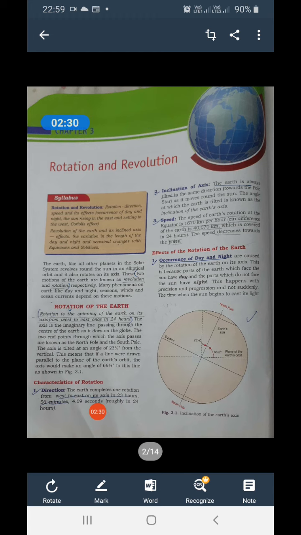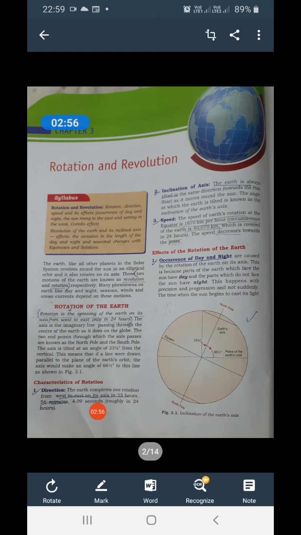Now, below that are given the characteristics of rotation. And the first characteristic is the direction. The earth completes one rotation from west to east on its axis in 23 hours, 56 minutes and 4 seconds, approximately 24 hours. So remember that the direction is that the earth rotates from west to east in 24 hours.